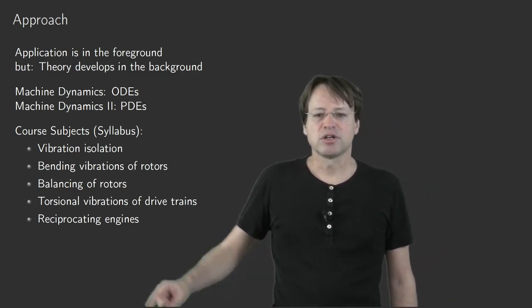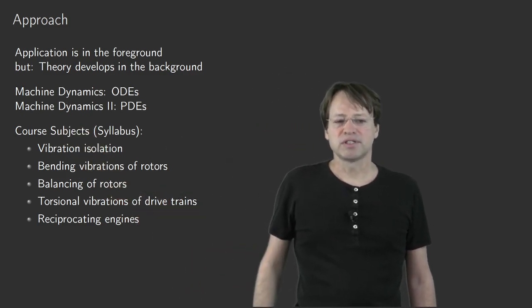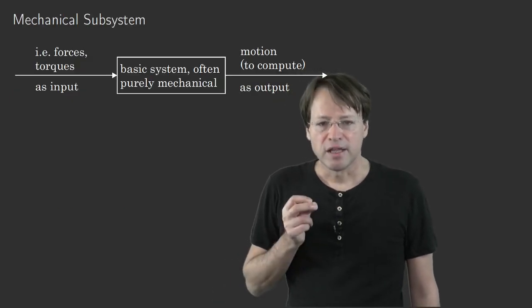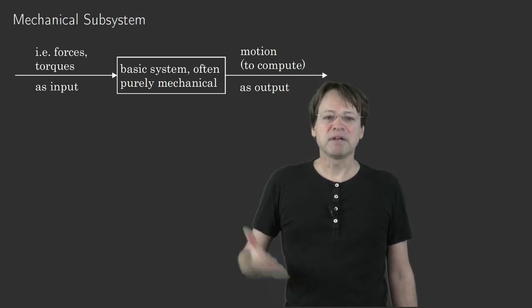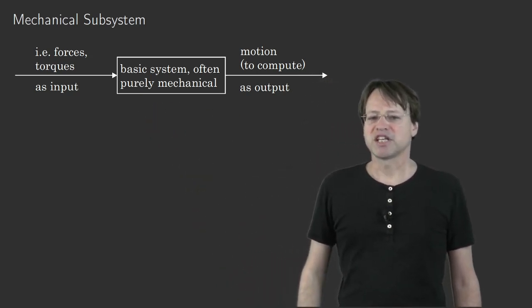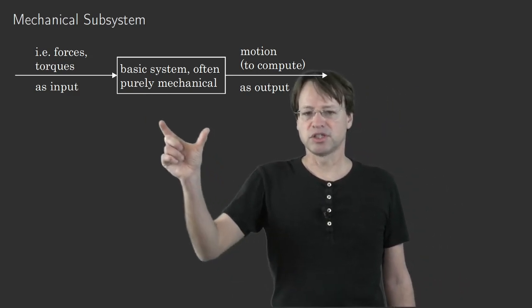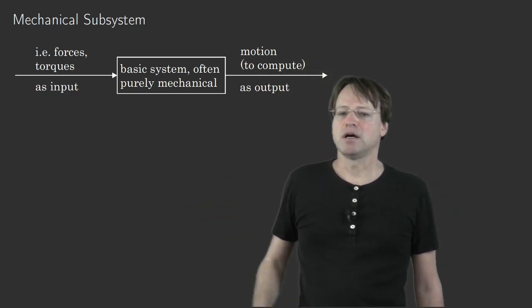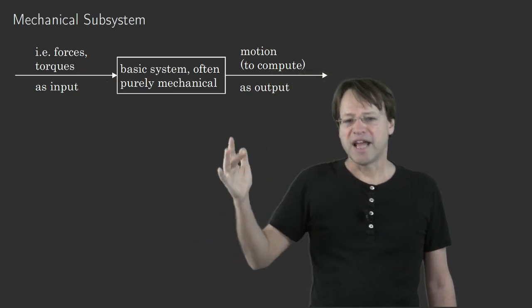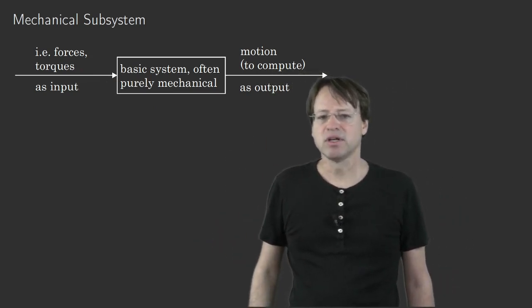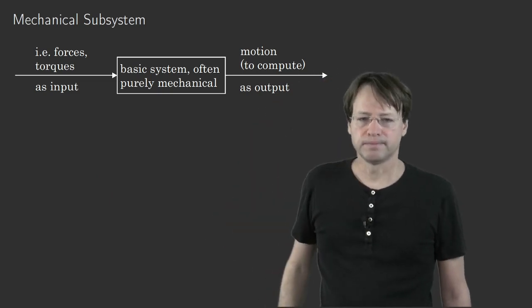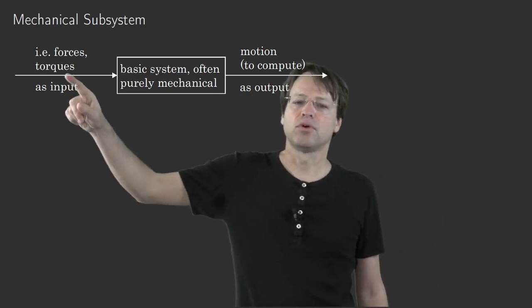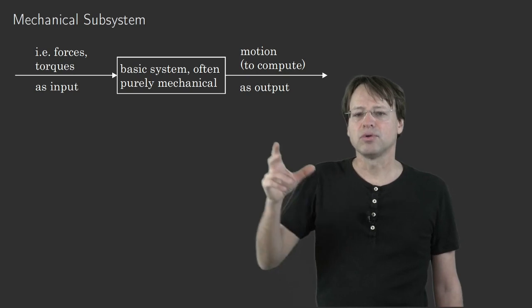If I talk in that lecture about a machine, what I assume as a machine is just a part, I would say, of that machine, namely the mechanical subsystem. The mechanical subsystem is sketched here. So basically it's a system with some input and some output, and the input are the forces or torques that act on that mechanical subsystem, and the output is the motion. And usually the task is to compute that motion, given some forces and torques. And this is the way I will follow here in that lecture.